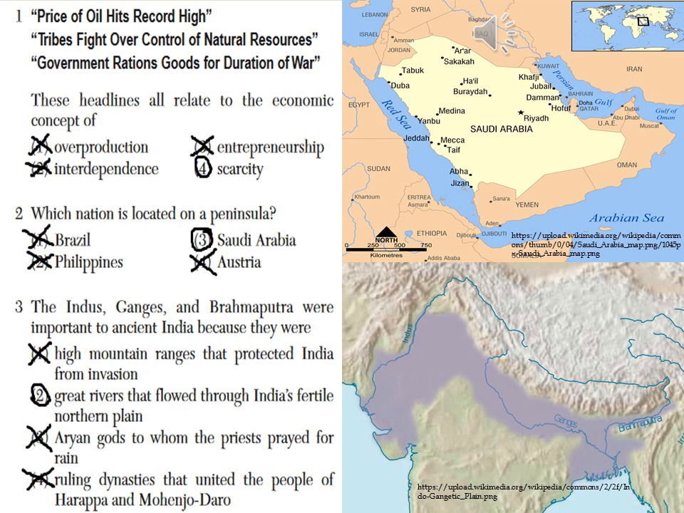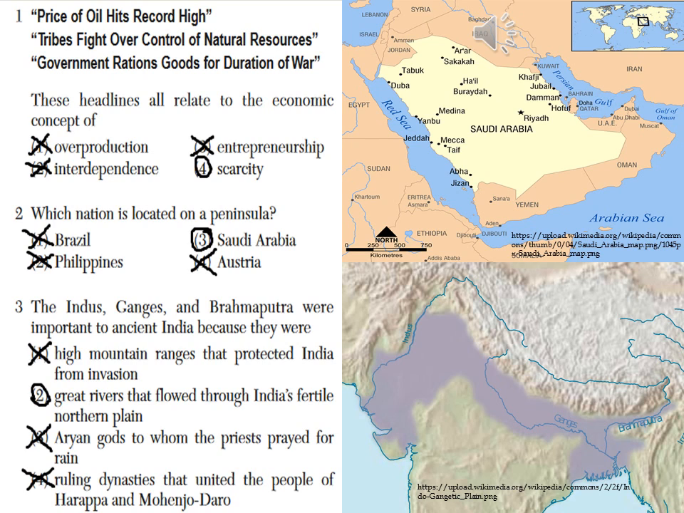Question number 2. Which nation is located on a peninsula? Well, before we read the choices, let's go over what a peninsula is. A peninsula is basically a body of land surrounded by water on 3 sides, which is different from an island, because an island has to be surrounded by water on all of its sides.